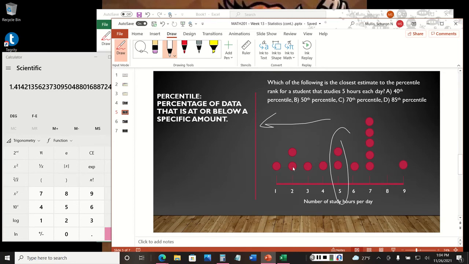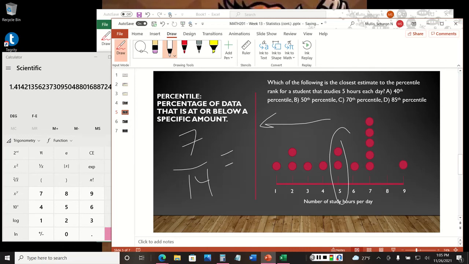We have 1, 2, 3, 4, 5, 6, 7, 8, 9, 10, 11, 12, 13, 14. So we're going to turn this into a fraction to find out what the percentile is. The denominator is going to be the 14. The numerator is everything that's at the data point and below. Since we're trying to figure out 5 hours or below, we just count the number of instances where students study. So we have 1, 2, 3, 4, 5, 6, 7. We have 7 students at 5 hours or below.